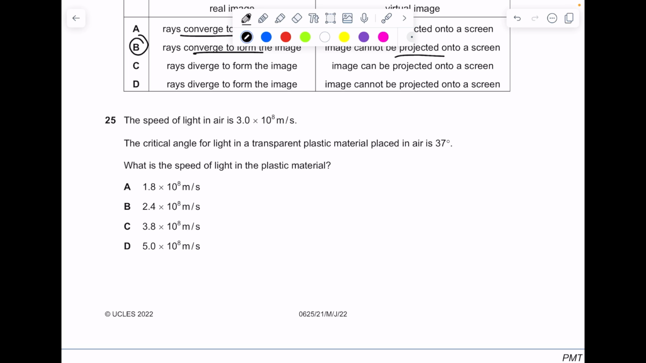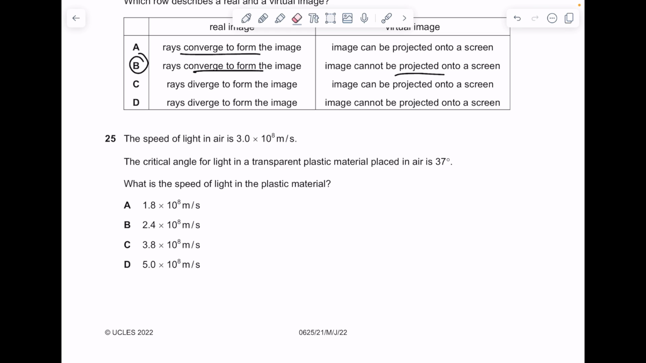The speed of light in air is 3 times 10 to the 8 meters per second. The critical angle for light in a transparent plastic material placed in air is 37 degrees. What is the speed of light in the plastic material? So what you want to do here is use the relationship sine c equals 1 over n, because you want to find n. So you put sine the critical angle, which we've been given, over n, cross multiply to find the refractive index. So that's 1.66.